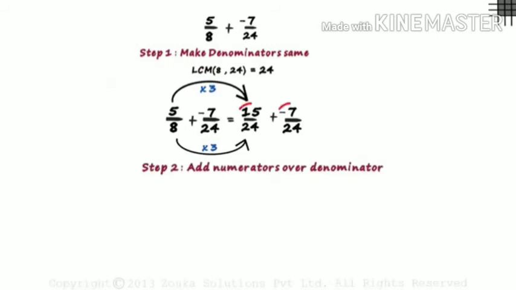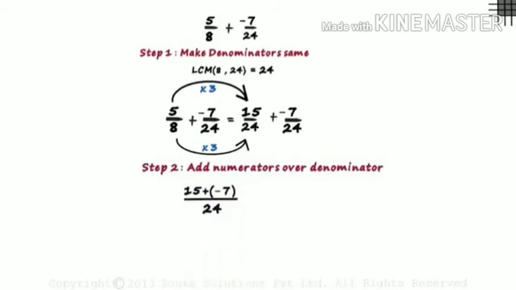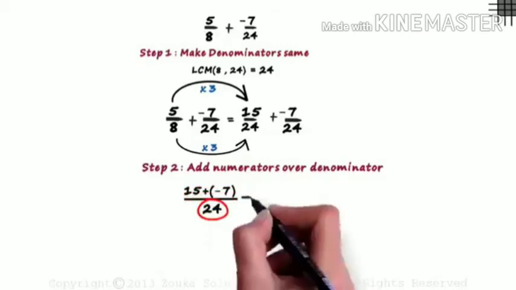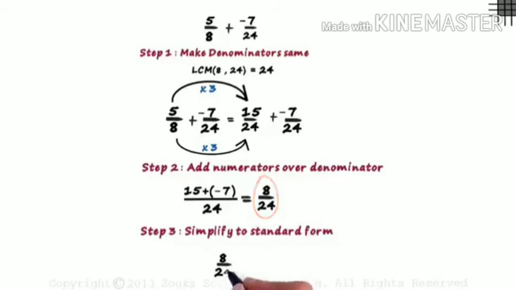In the second step, we add the numerators over the denominator. We have to be careful, we have a negative sign here. 15 and minus 7 are the numerators and 24 is the common denominator. We write the sum as 15 plus minus 7 divided by 24. That equals 15 minus 7 divided by 24, which is 8 by 24. Do not forget the third step. We simplify this to its standard form. Can 8 by 24 be reduced further? We know that 8 multiplied by 3 equals 24. And our final answer is written as 1 by 3. The sum of these two rational numbers equals 1 by 3.